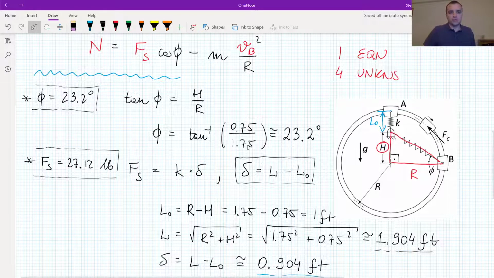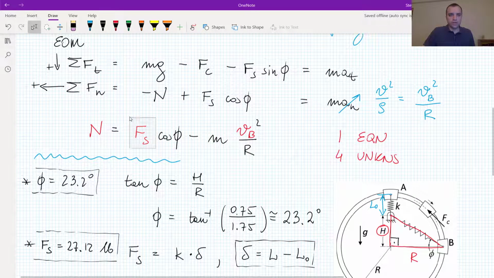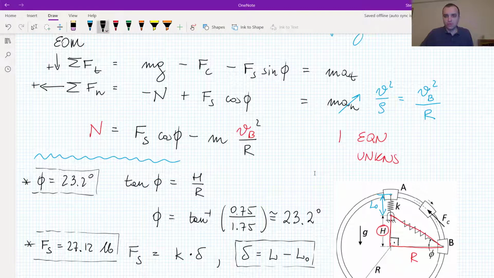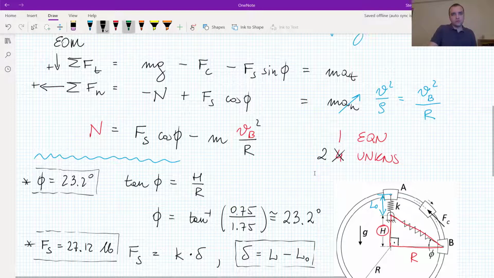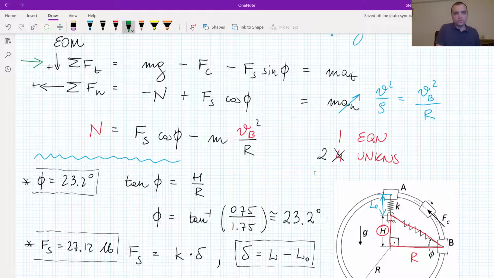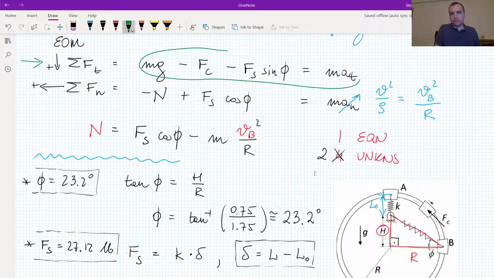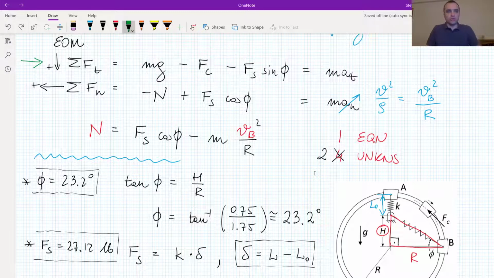So since the value of Fs is known, I'm just going to mark it with black. And all of a sudden, we do not have one equation and four unknowns, but actually we have one equation and two unknowns. And our vB, we will once again find if we go for the work energy approach. Of course, you can also integrate this equation, but this approach is basically equivalent to what we are about to do.